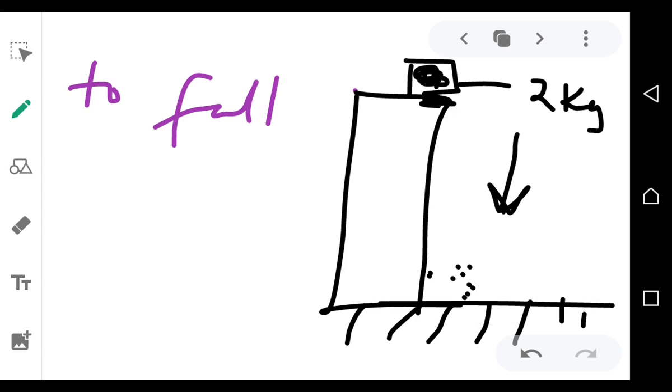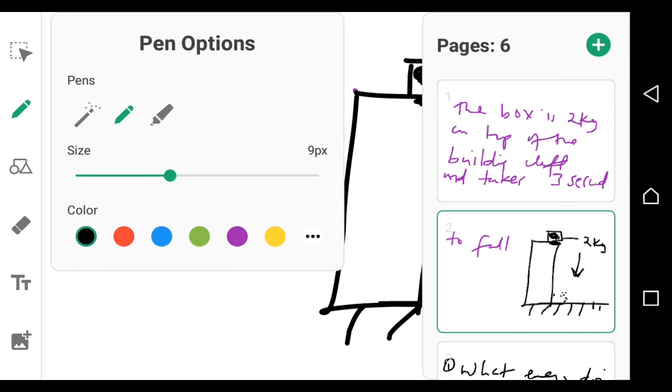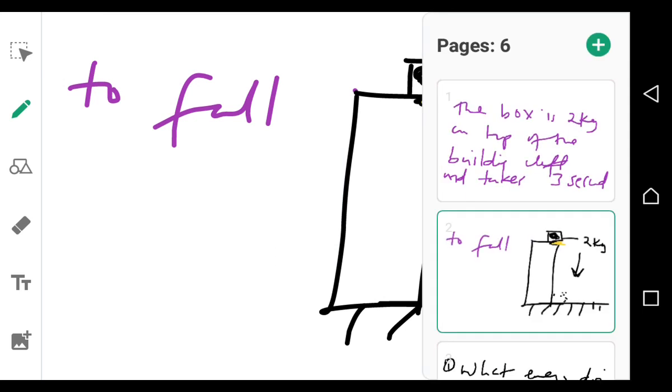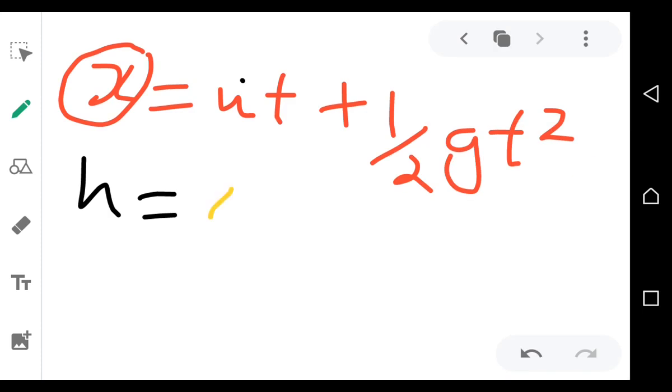before it fell. What is the initial velocity when the body is at rest? Always, initial velocity is 0. I think you remember that. Before anything falls, the initial velocity is 0. So initial velocity there is 0 times time. What is the time? We said it takes 3 seconds to fall.